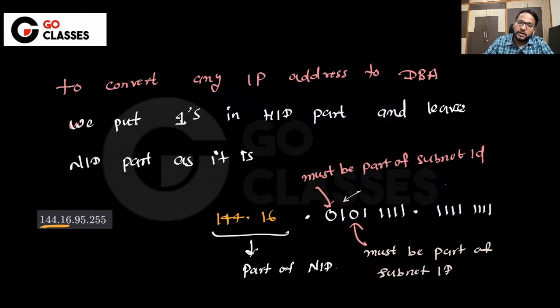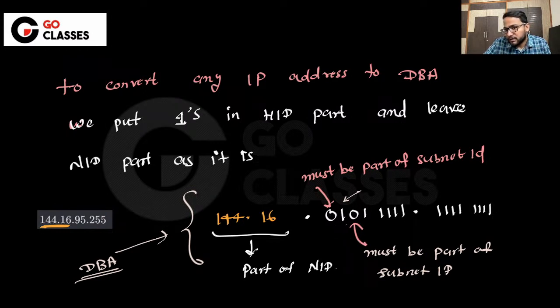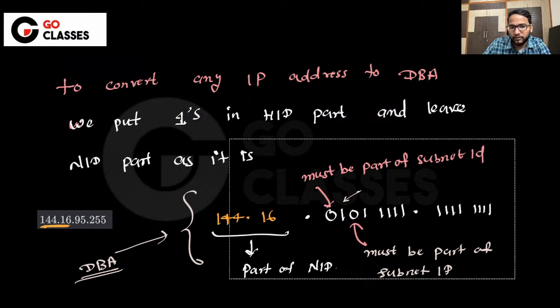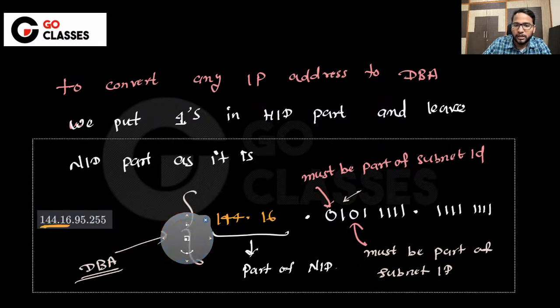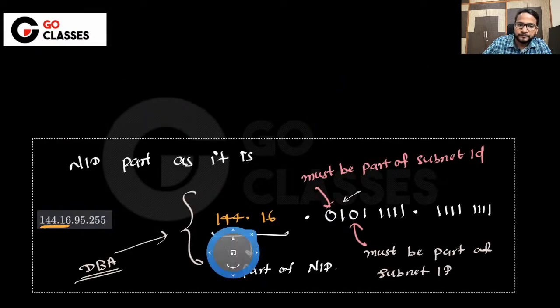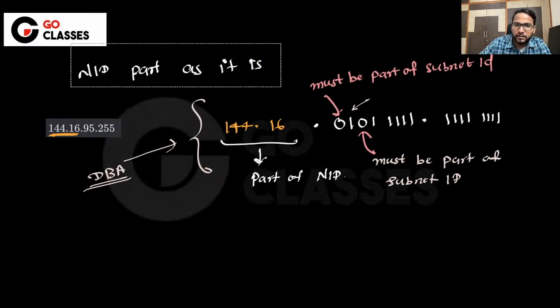They have given that this is the directed broadcast address. Now, how did you convert some IP address to a directed broadcast address? Wherever you had zeros, you must have put ones, right? So if it is 0 in that part, then it must be part of the subnet ID. If it is 1, then you don't know whether it was part of the subnet ID or not. Which means there could be two cases. To convert something to a directed broadcast address, you must have taken some IP address.